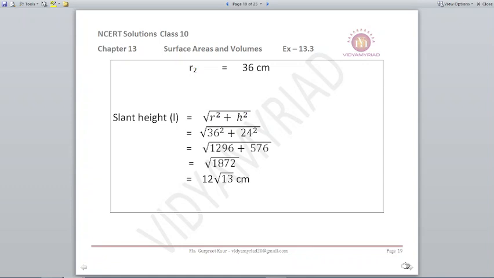Now for the cone, we have the height with us, we have the radius with us. We can find out the slant height easily by using the formula of square root of r square plus h square. R we have come to know 36 square, height is 24 square. So 1296 plus 576, square root of 1872, that comes out to be 12 square root of 13 centimeters, which will be the slant height of the cone or the heap formed.